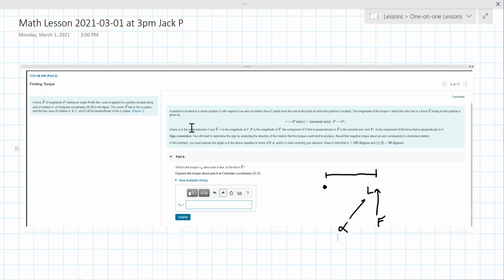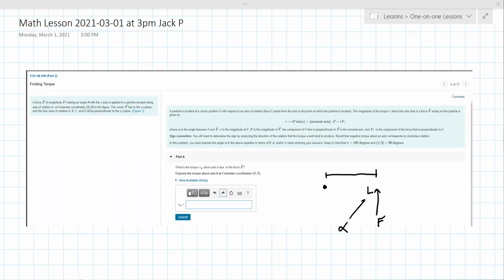Now I have no idea what this question actually wants. It says a torque is applied about axis A due to the force F. A picture would really be helpful here. Maybe there is one down below. Yeah, there is. Okay. So let's see, torque A by the force F.